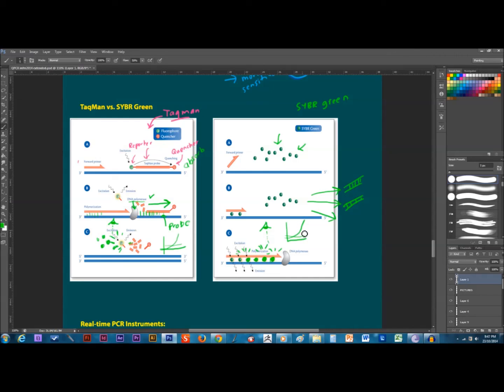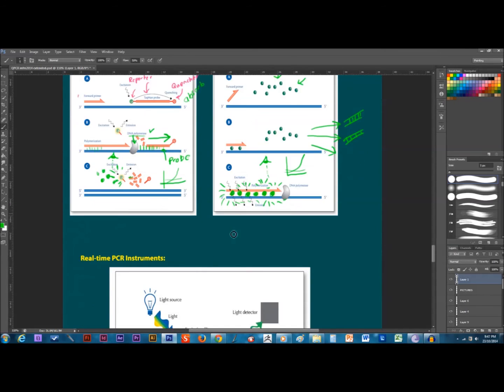graph increase curve. So before attaching to the double-stranded DNA, the signal is very low, but once the SYBR Green dyes attach or bind to the double-stranded DNA, the signal is significant.